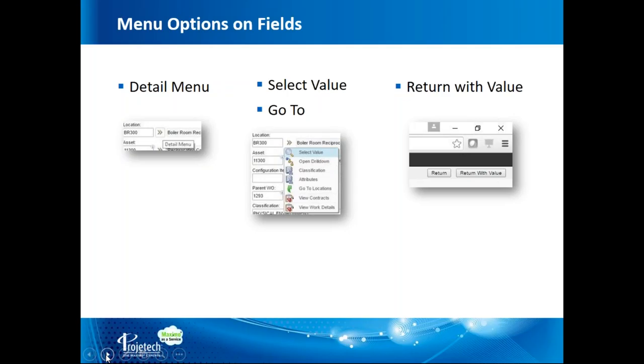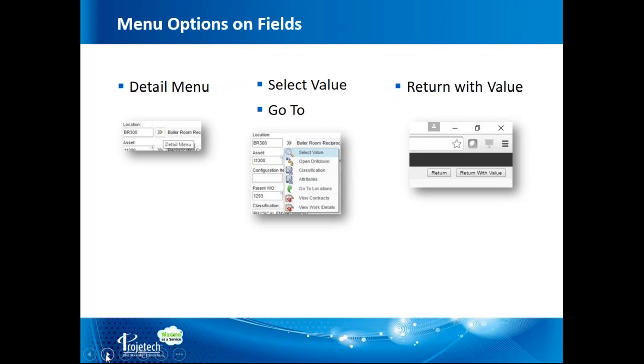So if you have location and you go to select value, it's going to give you different locations to pull back into your field, and that's going to be the magnifying glass. The go to is just the little green arrow, which is going to actually hyperlink you to another application. So if you're looking at locations but you're not seeing what you think that you should be, you can do a hyperlink into go-to locations, and you're going to be able to look in the application as you normally would.